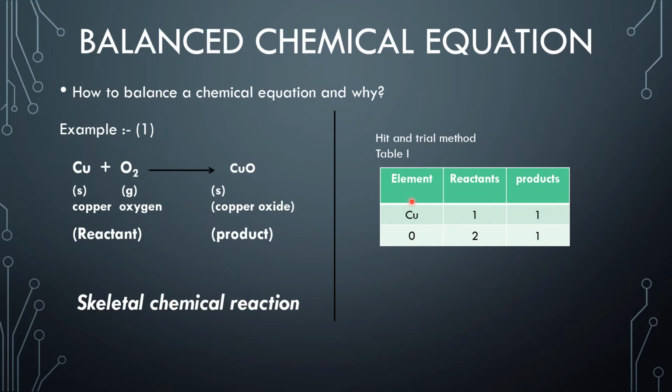For this we take a table according to the figure. In this we make 3 columns: the first column for elements, the second for reactant, and the third for product. Now we count the number of atoms of each element on the left hand side. Here we see the number of atoms of copper is 1, so we put 1 in the reactant column. Now we count oxygen. Atoms of oxygen are 2, so we put 2 in the reactant column.